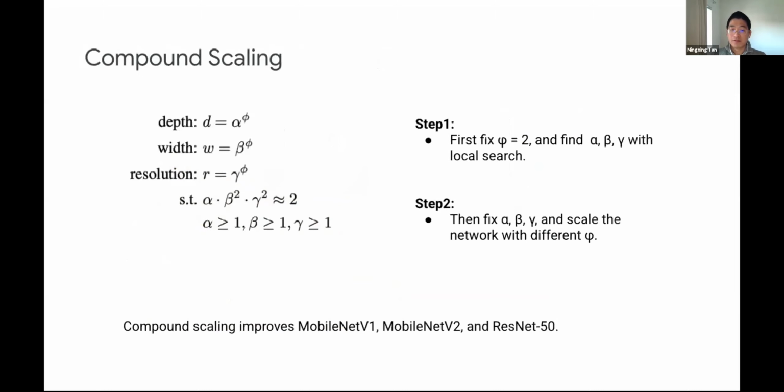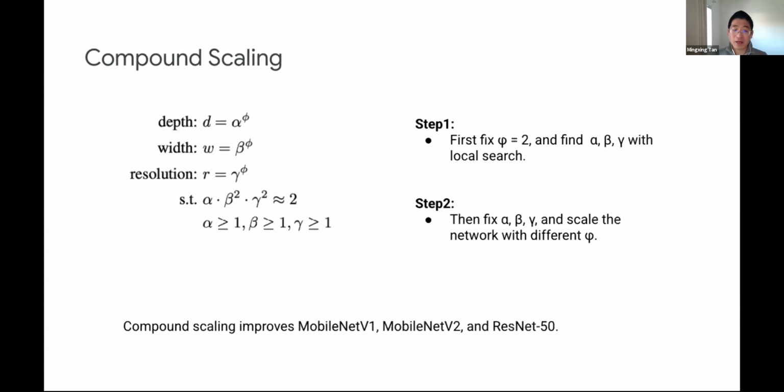So now the problem is you have 3 dimensions: depth, width, and resolution. Let's say you want to make the model 100 times bigger, but you have 3 dimensions. How can you know the scaling factor for each dimension? A simple way is to do a grid search for all these dimensions. But if your model is huge, then doing this search will be very expensive.